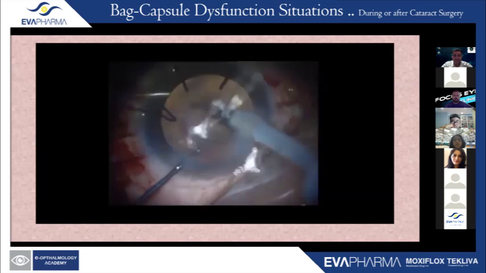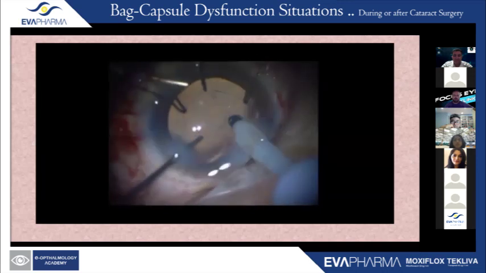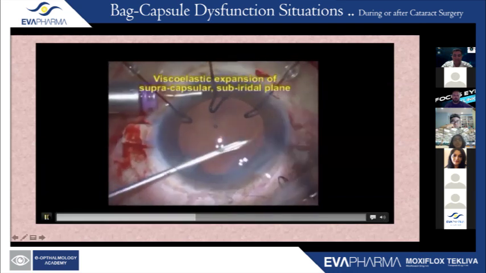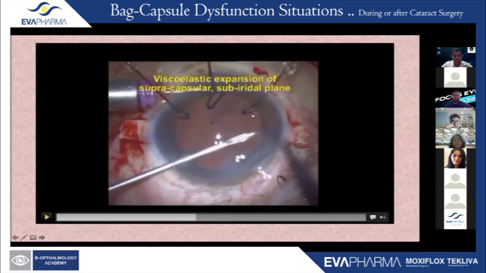And once you've done the cortex aspiration as well, basically, now you stop. Now at this point, what I do differently is that I have loosened the capsular hook. So basically these capsular hooks have been loosened, and that makes the bag drop backwards towards the posterior segment.